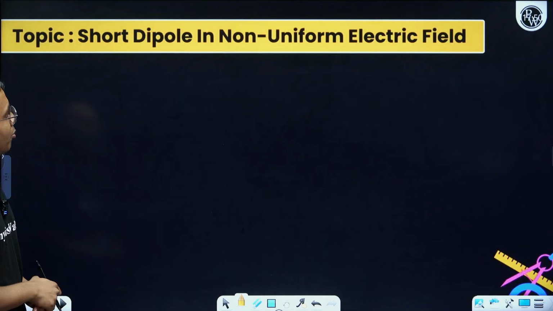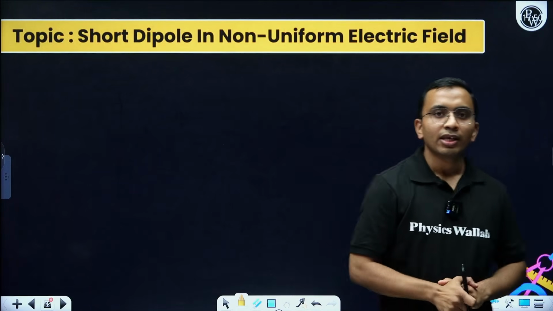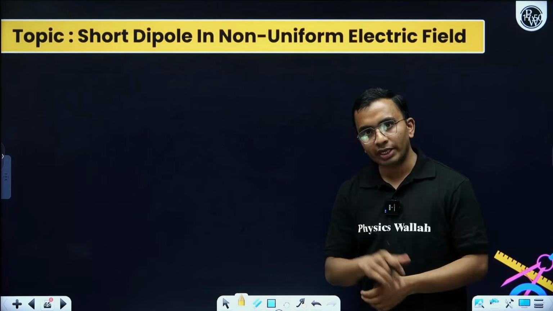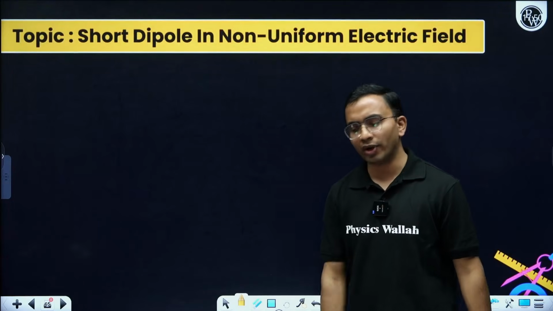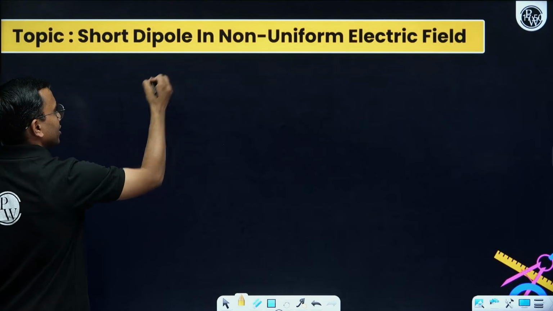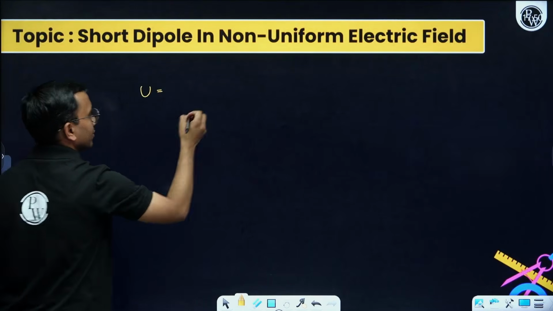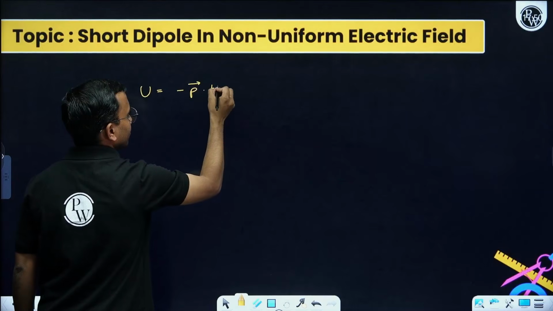Okay, now short dipole in non-uniform electric field. Let us take some non-uniform electric field, and if I ask you how much force will be there on this short dipole, how will you find that? If I write the potential energy, that is minus P dot E.